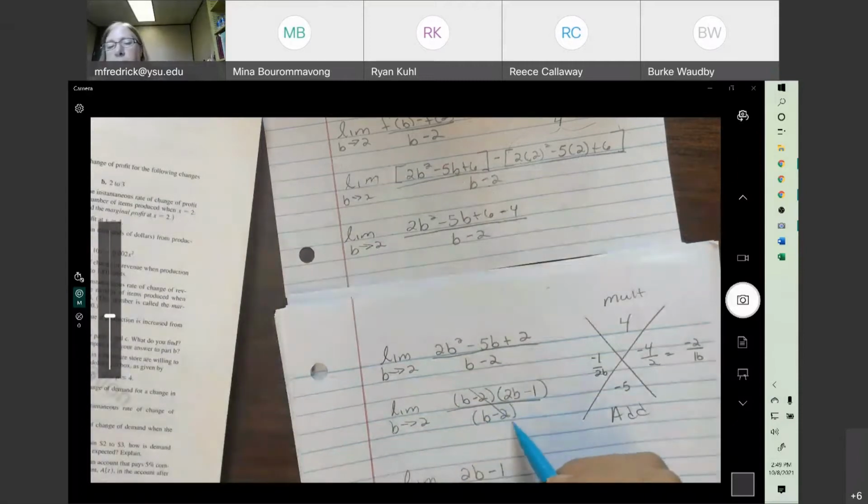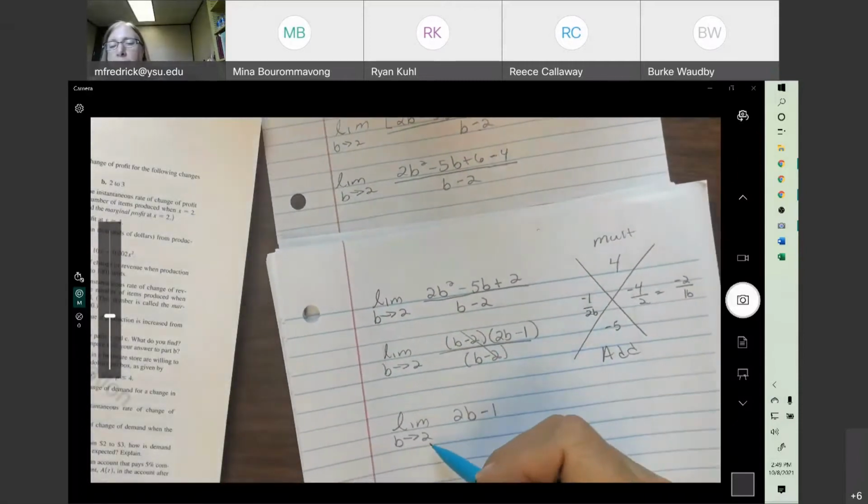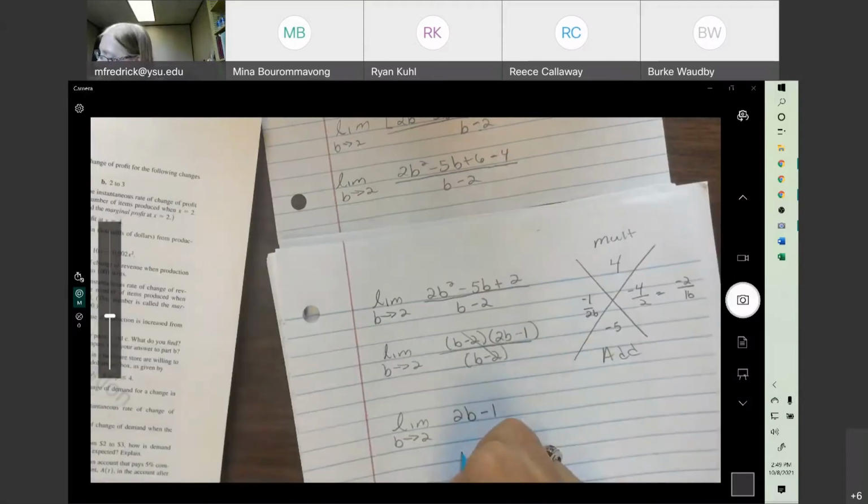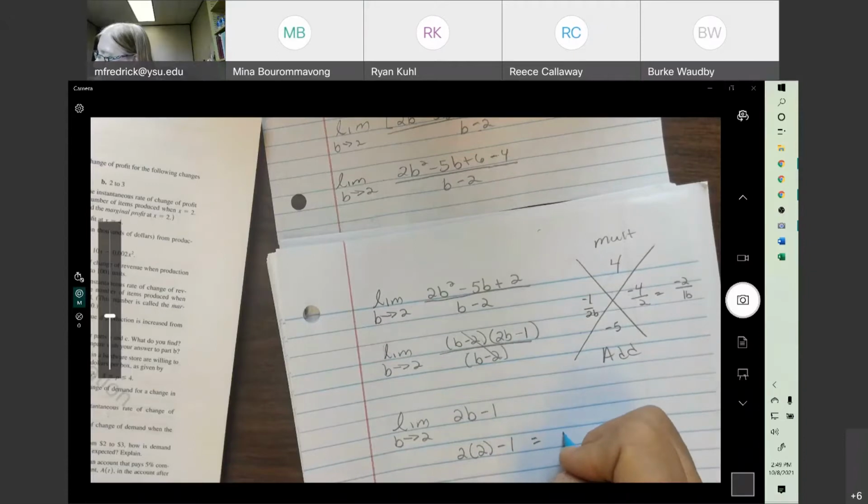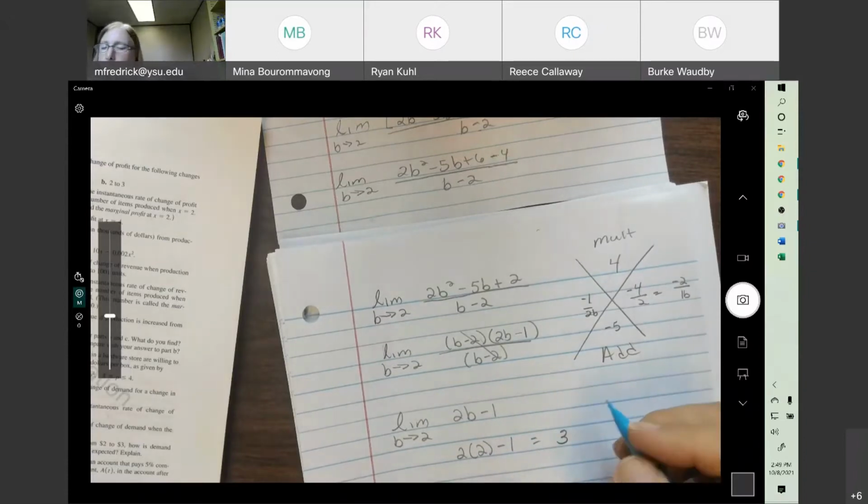Once you get rid of the part that's making the 0 in the denominator, you can plug in your number, and get 3. Any questions on the limit part?